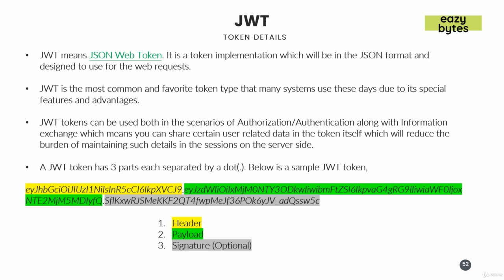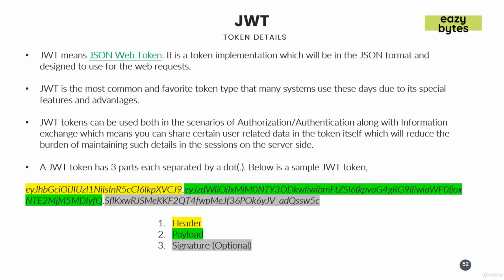In this video, let's try to understand what is JWT and what are the advanced features that it provides compared to normal tokens that we have discussed in the previous videos. So firstly, JWT means JSON Web Token. That's the full expansion of it. It is a token implementation that leverages JSON format, designed to use inside the web request.